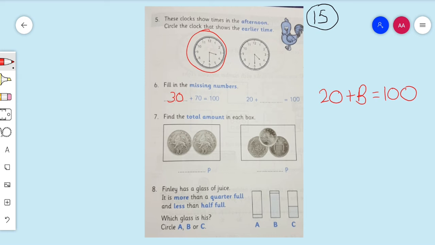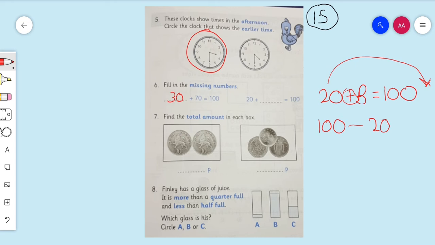And to find what B actually is, you need to leave the B alone and then take the 20 to the other side. And because there's a plus here, we need to do the opposite of it and make it a takeaway. So we need to do 100 take away 20. And we can use the same method.